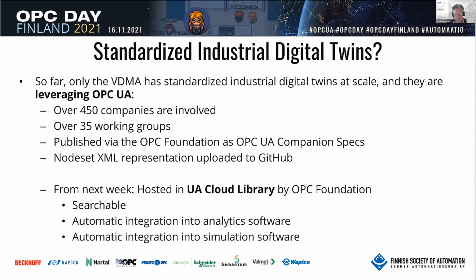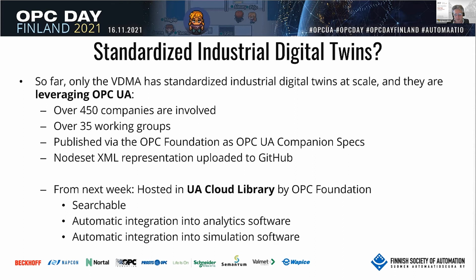And that work is being done by the VDMA. I mean, they have over 450 companies involved working on these standardized industrial digital twins leveraging OPC UA. They have over 35 working groups. It's probably even below that number. They probably have more.